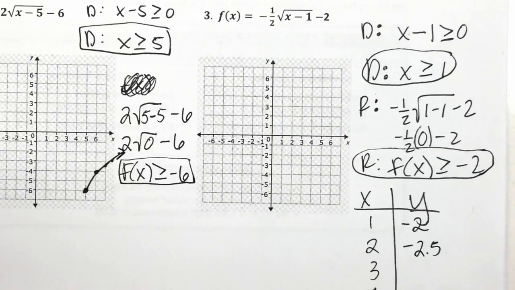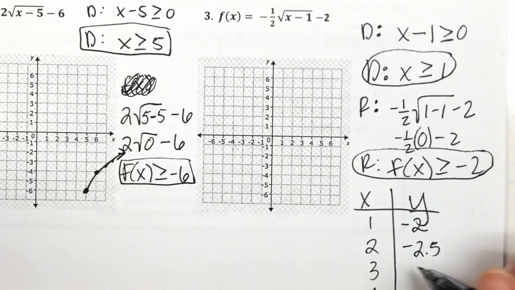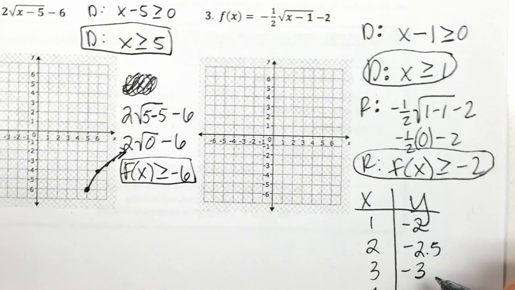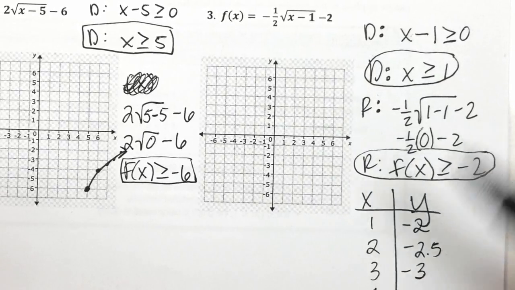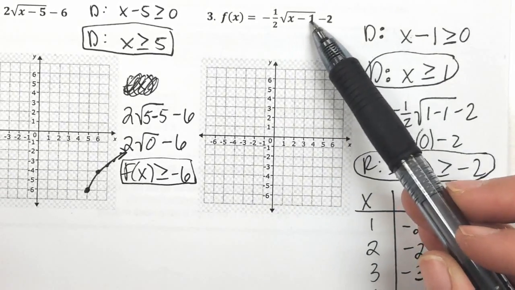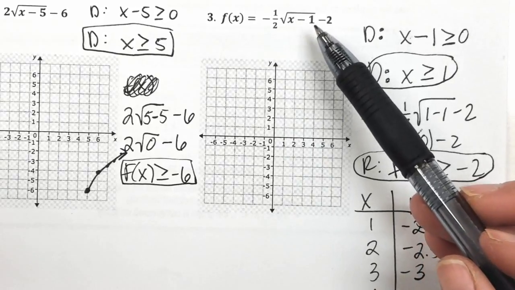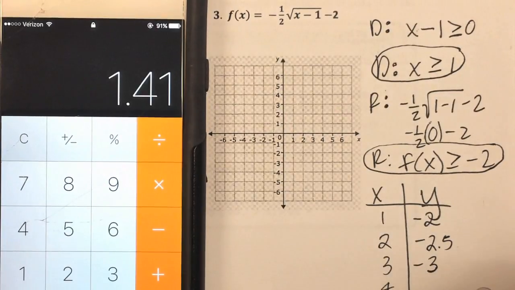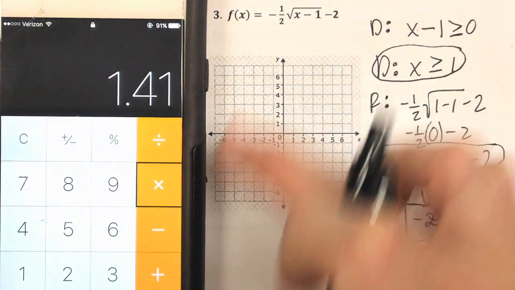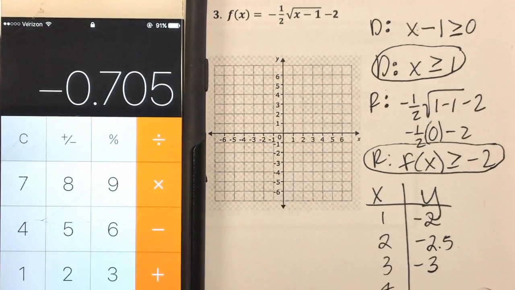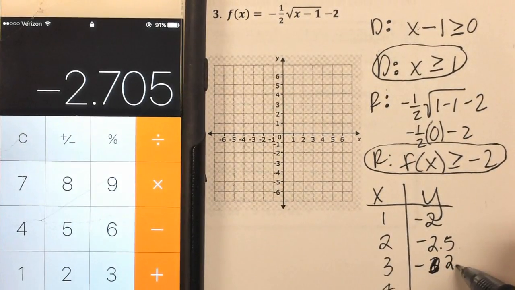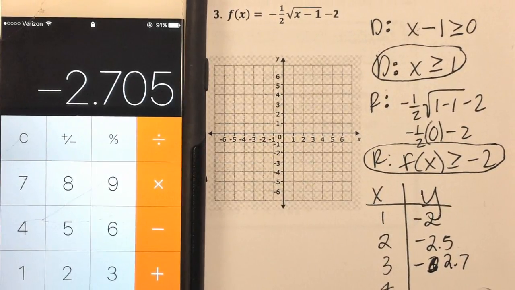Alright, Stacy, what do you get if you plug 3 in? Did everybody get that? Okay, let's go back and look at that one. If we plug 3 in right here, 3 minus 1 is what? What's the square root of 2? Alright, so 1.41 times negative 1/2, right? Minus 2, that should give us negative what? 2.7. Any questions about that one?